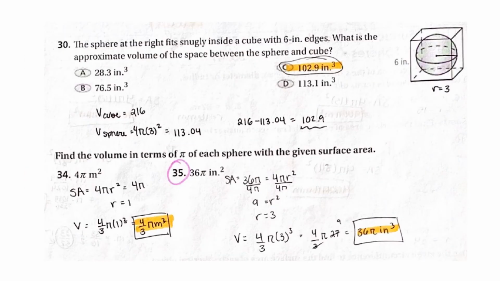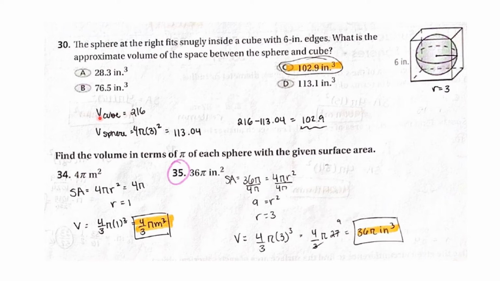All right, so for number 30, it tells us that we have a sphere that is fitting snugly inside of this cube that has 6-inch edges, right? So when it asks us to find the space between the sphere and the cube, it's kind of saying this space that surrounds the sphere, right?